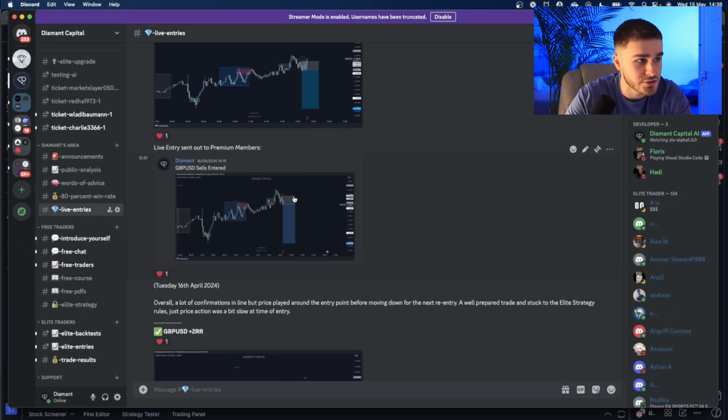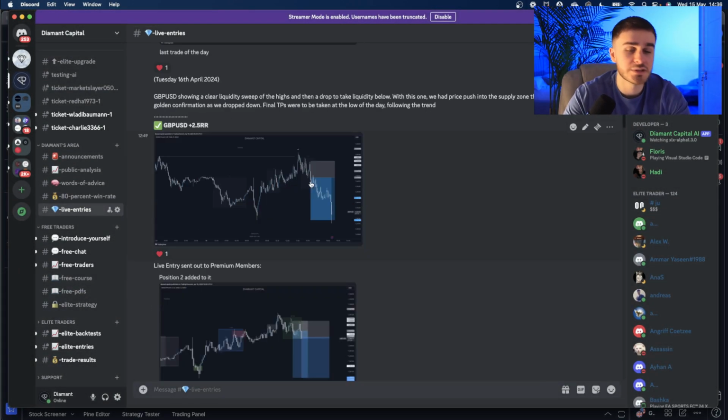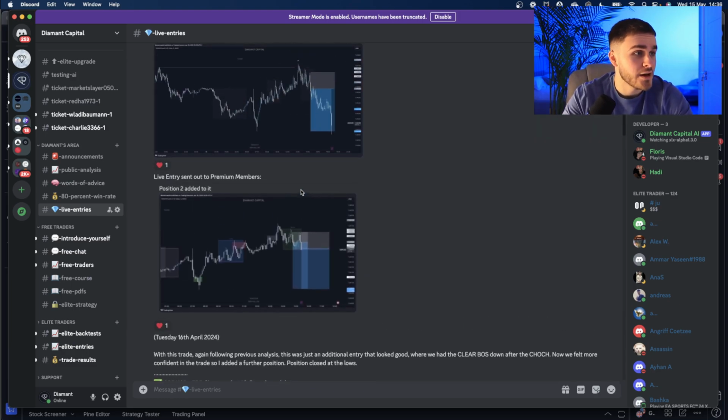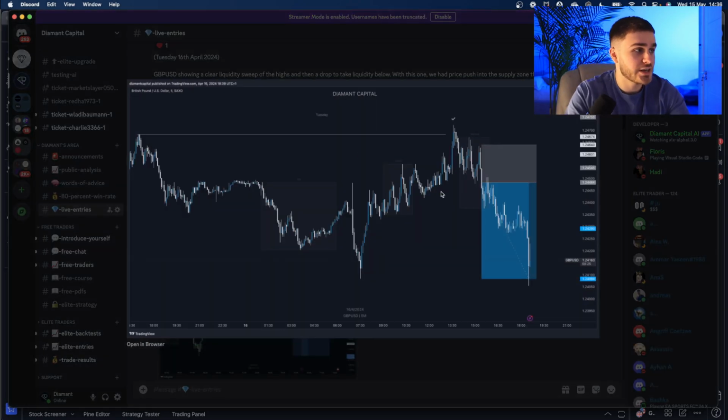Enter the GU sales, for example. Again, every single time I do have a personal entry, this is the type of thing that I do. Obviously, I send it out to the rest of the team so they can get into the same trades as me. But to quickly break down, let's just have a little look at the completion of this trade.